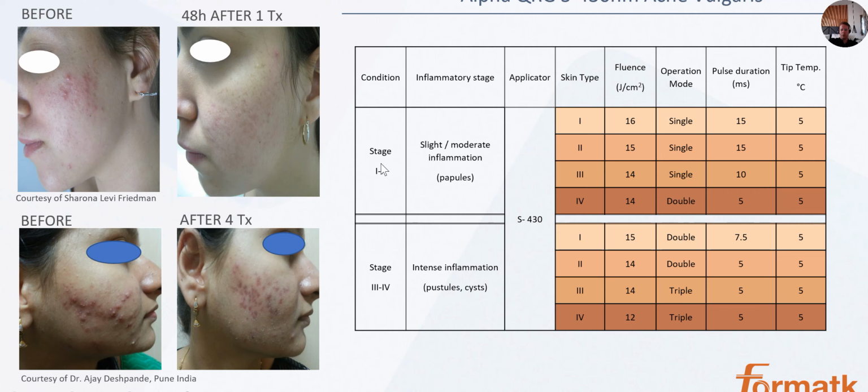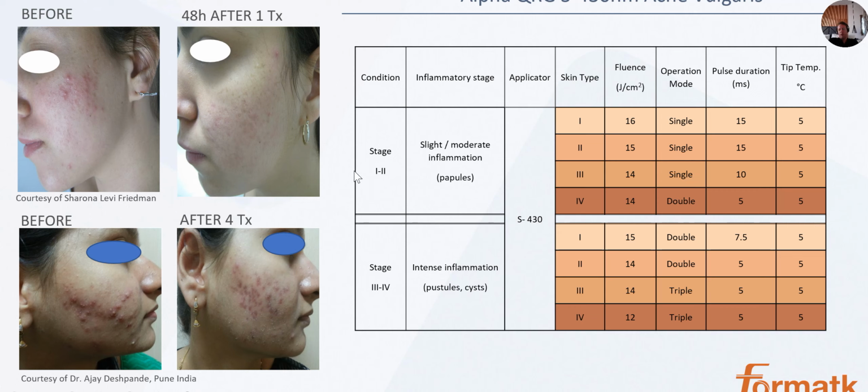Here you can see the QRG, so what you do for, let's say, stage 1 and 2, and what we call slight to moderate inflammations. According to the skin type, you have the fluence, the operation mode, the pulse duration, and the tip temperature.